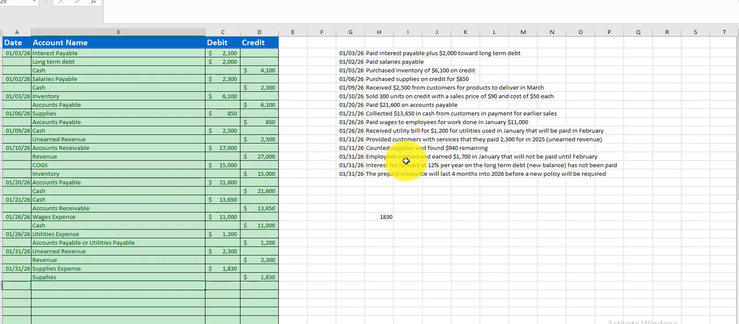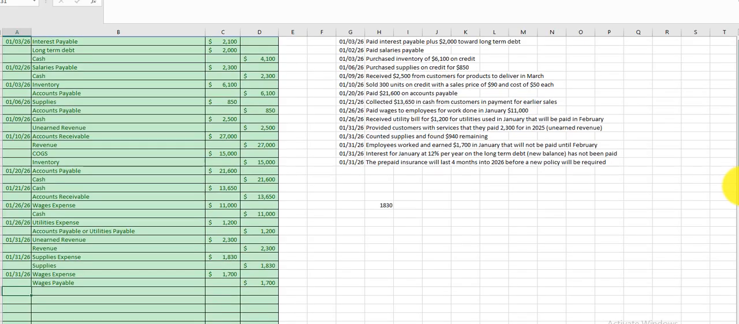All right. Employees worked and earned $1,700 in January that will not be paid till February. So this is employees that have worked. We count up their hours they've worked since last time we paid them. And noting that we're going to pay them again in February. That's a payable. So we got our wages expense. Since we're using that instead of salaries, we could use salaries. It wouldn't make that much difference. And let's call it wages payable. I tend to like to use that and keep it separate from accounts payable, but technically you can put it in accounts payable just like our choice earlier with the utilities.